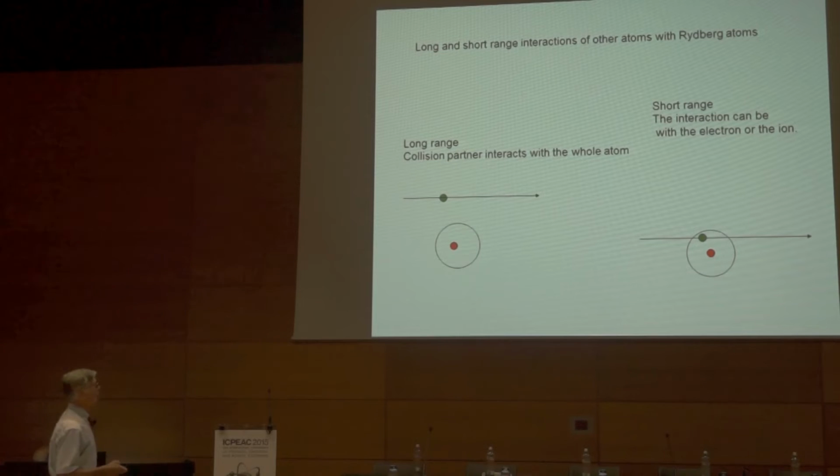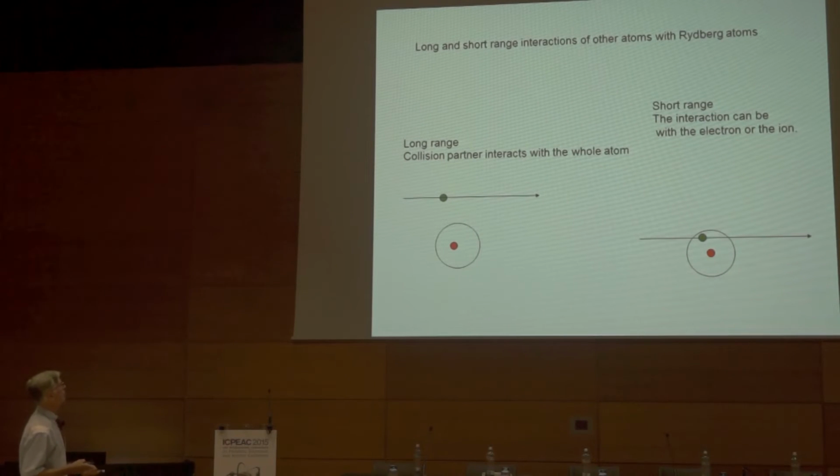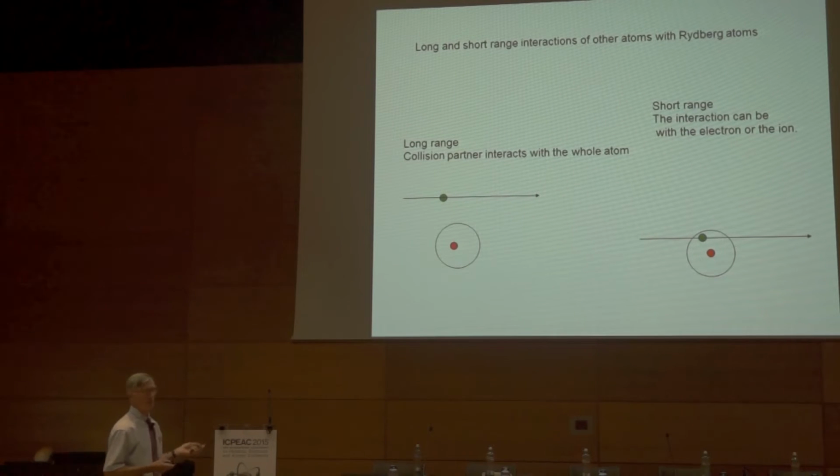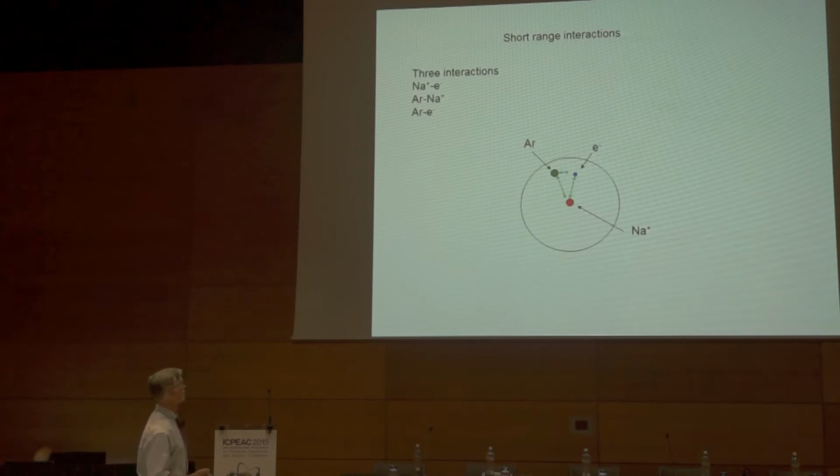Okay, all right. So now I would like to briefly consider long and short range interactions of other atoms with Rydberg atoms. Okay. So you can divide these into sort of two classes. One is the case in which the interaction between the Rydberg atom and something else is long range, and the other is one in which it's short range. Okay, so I'd like to consider this first.